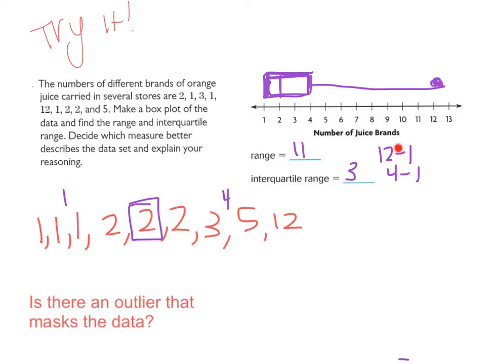I took my highest number 12, my lowest number 1, and found my range. My interquartile range, I took my 4 minus 1, and it gave me 3. So for me, I would say that the interquartile range is the better way to describe this data set because most of the numbers fall within that range. Most of them are down here in this middle part, really, okay? But your outlier throws off your data.